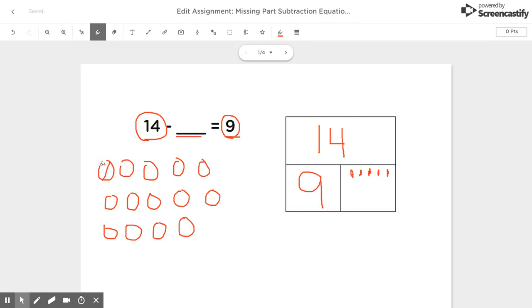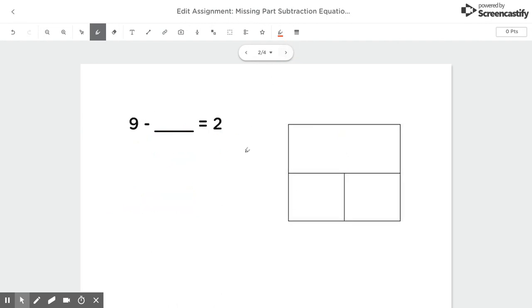So 1, 2, 3, 4, 5, 6, 7, 8, 9. Then when I'm looking at what I have left that's not crossed off, I have 1, 2, 3, 4, 5. Both strategies told me that I have 5, so I know I must be correct. Let's look at another example.